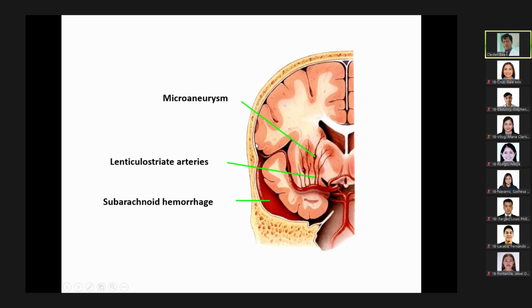Now the subarachnoid space is a space that contains your CSF. The subarachnoid space in the cranial vault communicates with the subarachnoid space in the spinal cord or the vertebral column. So whatever you have in the subarachnoid space in the cranial vault will also be the same thing that you will have in the subarachnoid space in the spinal cord. If you have bleeding in the subarachnoid space here in the cranial vault, then you will also have blood in the subarachnoid space of your spinal cord.